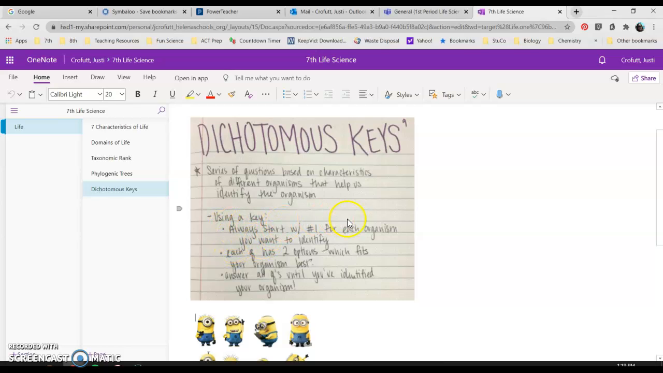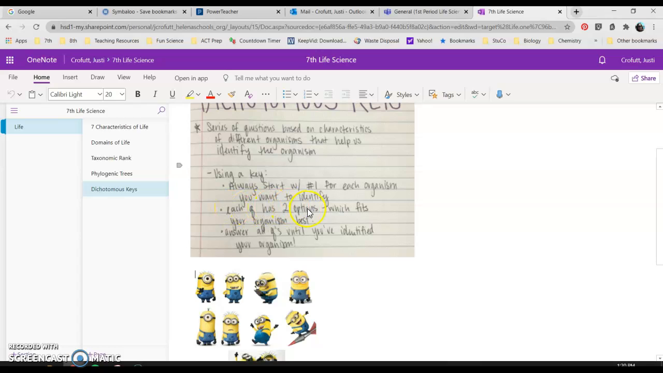You're always going to start with the number 1 for each organism. So if you have an organism you want to identify, you always start at the top of your questions. Each question has 2 options. Which one fits your organism the best? Then you answer all your questions until you've hit the end of the road and you're able to identify your organism. For this first example with the minions, you're just going to find the name of the minions, but with your worksheet today, you'll be using the genus and the species. So you'll have an idea of these different species of quote-unquote aliens and how they might be related to each other based on their genus and species.